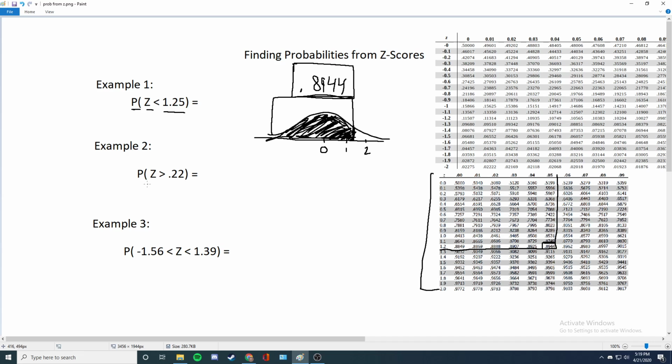Now example 2, we have the probability that z is greater than 0.22. Let's sketch that out on the normal curve here. We've got our mean at 0, and we'll call that 1. A z-score of 0.22 shows up right about here. But remember that we're dealing with z greater than 0.22, so we want this area to the right.